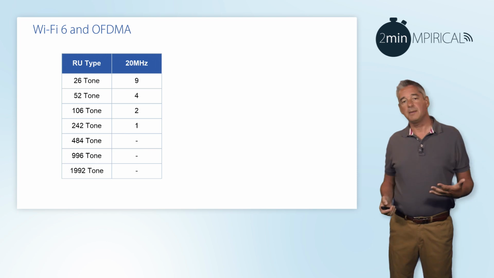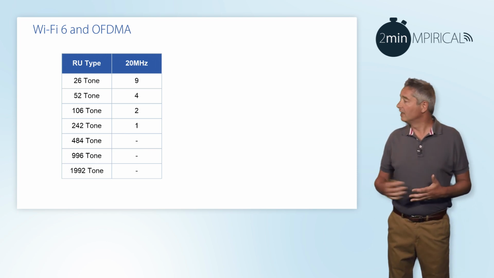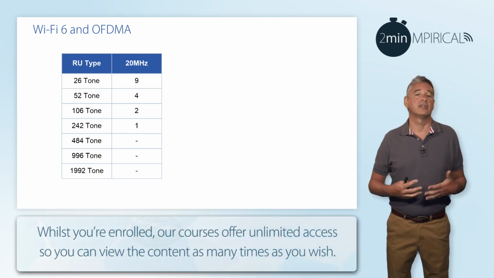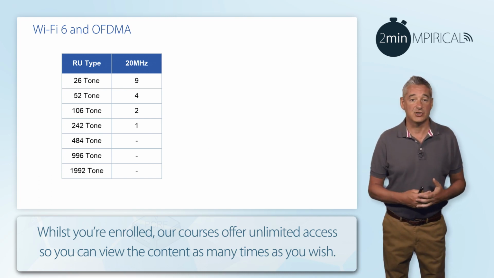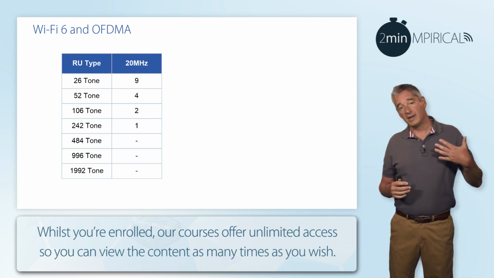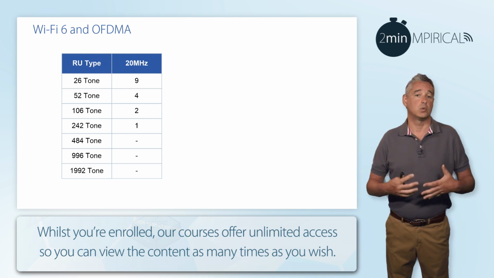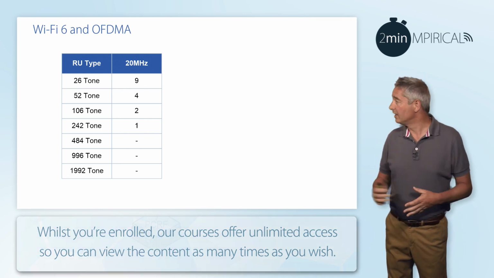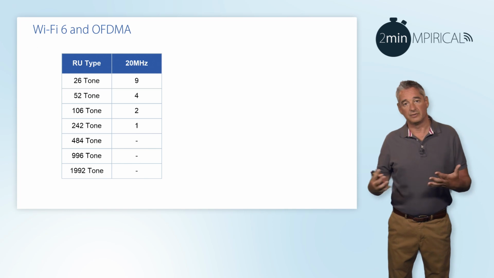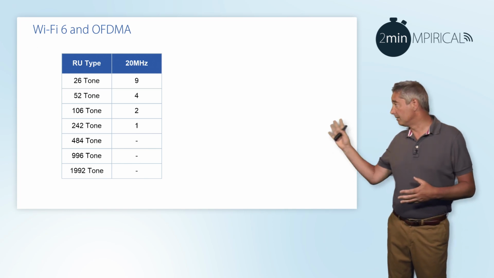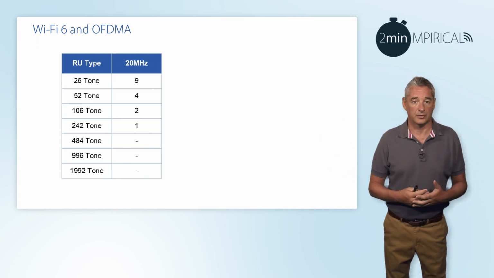So, if you look at the table then, comparing the capabilities and the flexibility, here we can see for a 20 MHz channel allocation, then we can range from 9 resource units, with each one comprising of 26 tones, down to allocating to a single device with a single resource unit comprised of 242 tones.